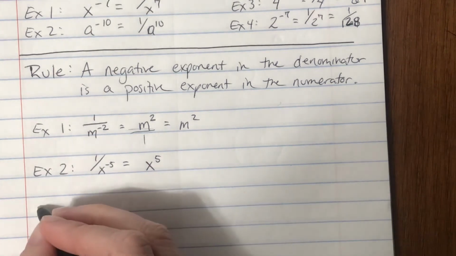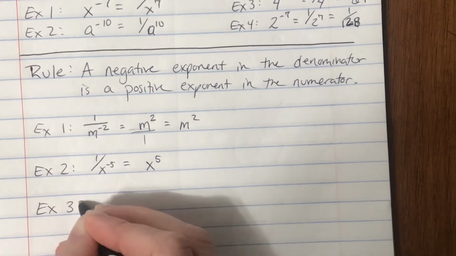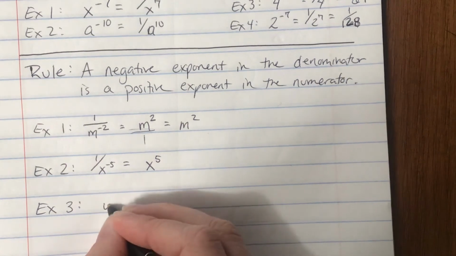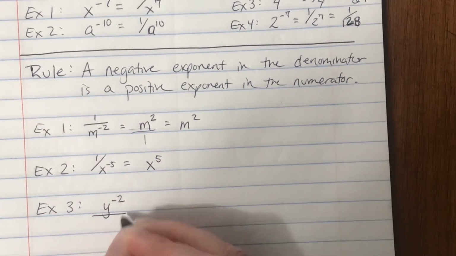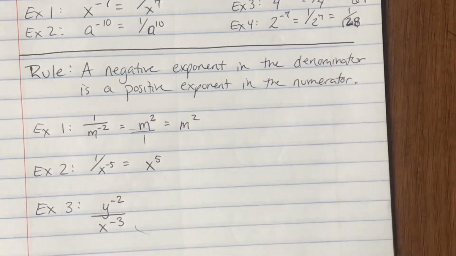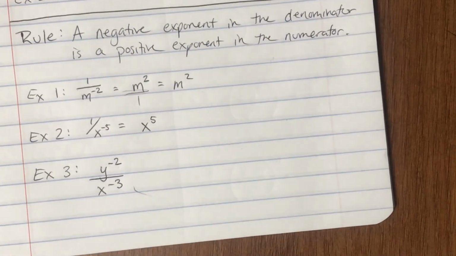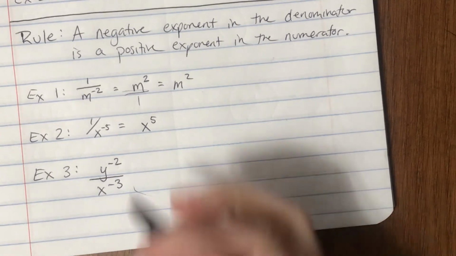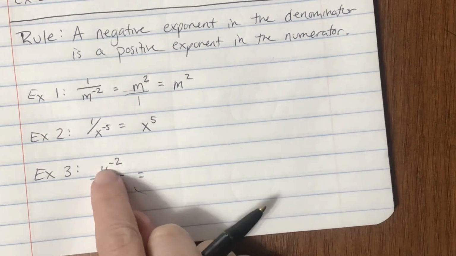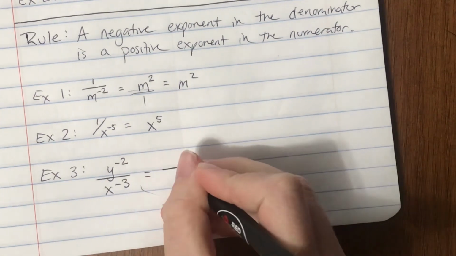Now, it gets really fun when we start seeing problems like this. So what if we have y to the negative 2nd over x to the negative 3rd? So in this case, we have a negative exponent in the numerator and the denominator. And what makes it fun is that this y to the negative 2nd is begging to go downstairs.